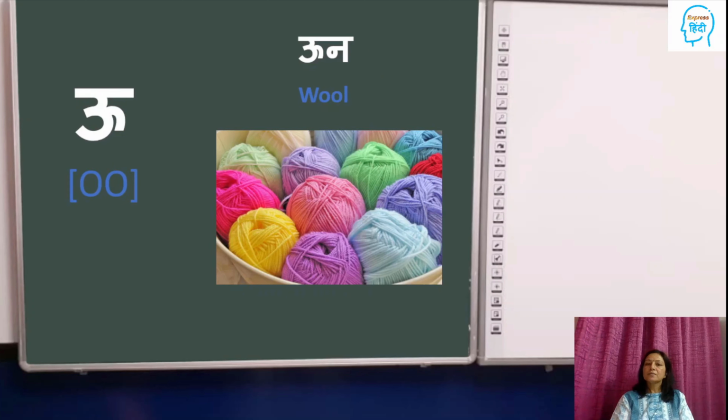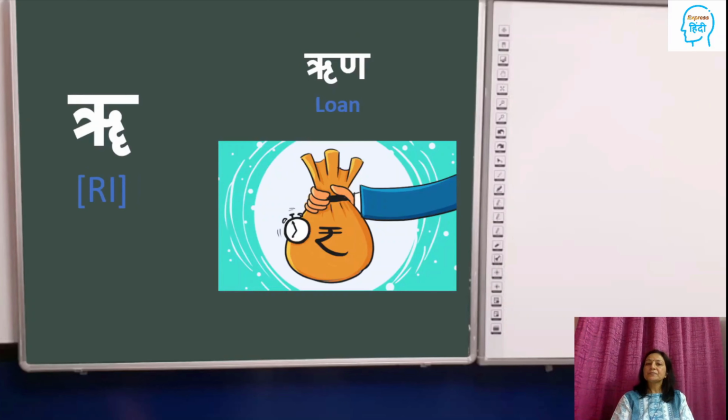O. Oon. Or we call it wool in English. Again I repeat, O. Here I am stressing on the alphabet. I am saying O. It's not O. The previous one was O. And this one is O. Come to the next one.